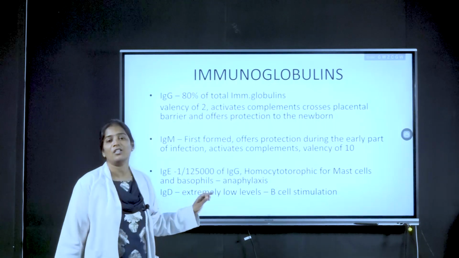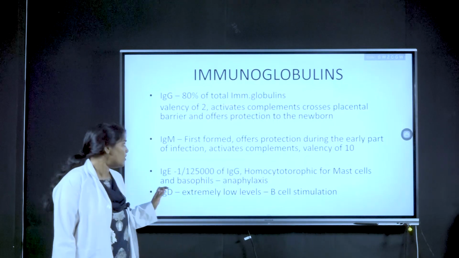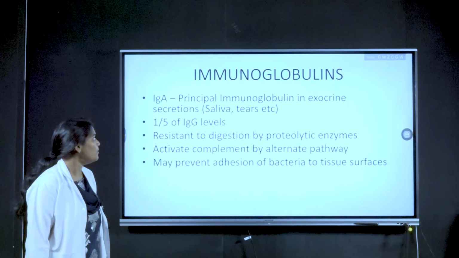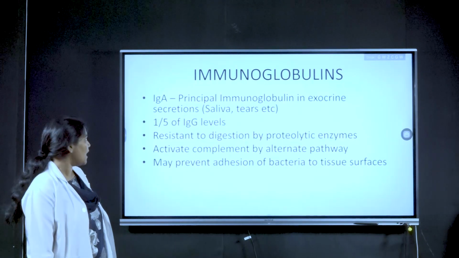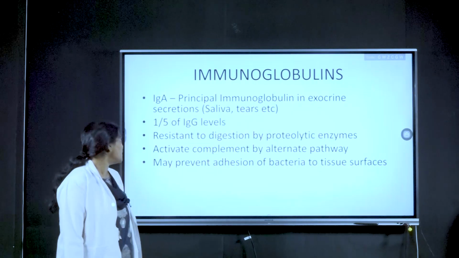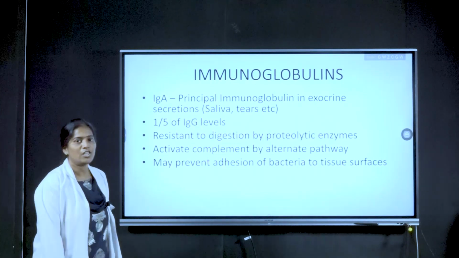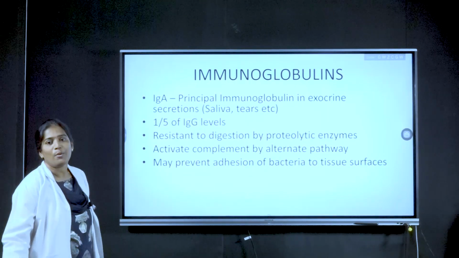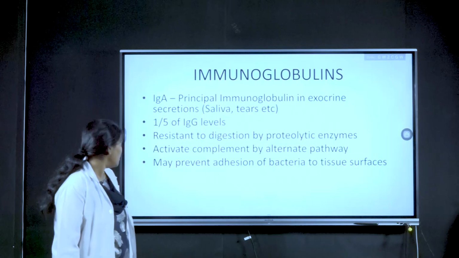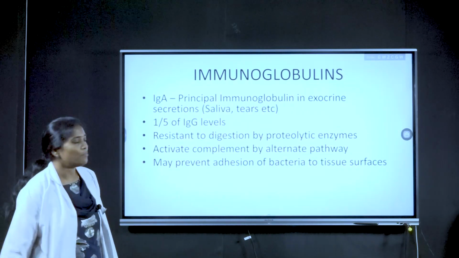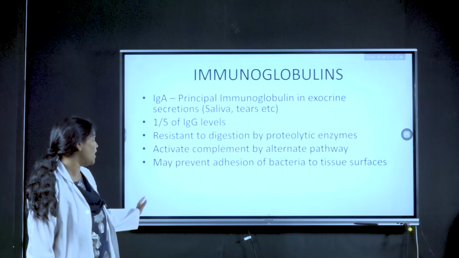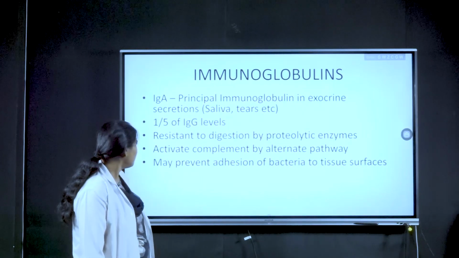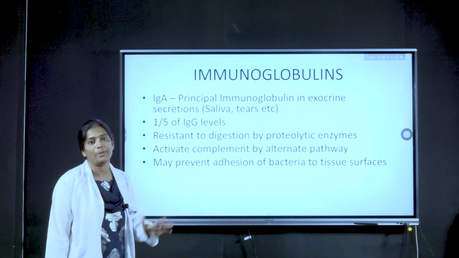IgD is present in extremely low levels. It is produced upon B cell stimulation. IgA is the principal immunoglobulin present in exocrine secretions like saliva, tears, etc. It comprises about 1/5 the level of IgG, because IgG comprises 80% of the components. It has resistance to digestion by proteolytic enzymes. They activate complement in the alternate complement pathway.